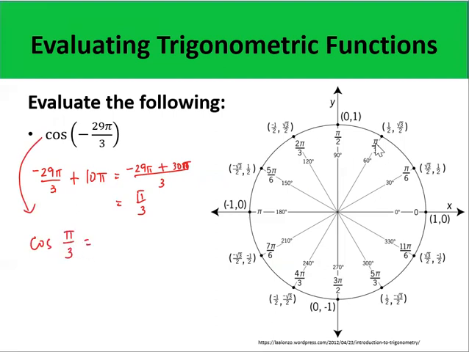And pi over 3 is in the first quadrant. And cosine is the x coordinate. So that's the x coordinate of this terminal point, which is 1 half.